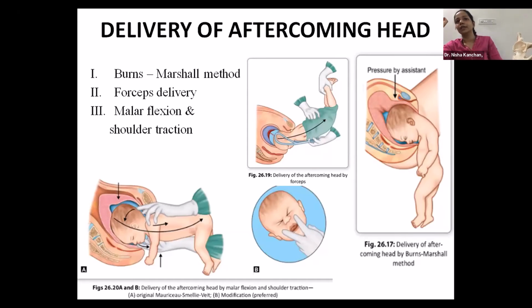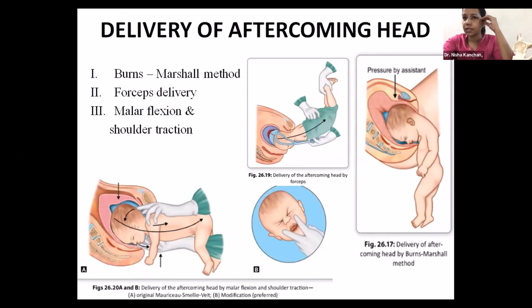Which is the best method for delivery of aftercoming head among these three? Is it forceps, malar flexion shoulder traction, or Burns-Marshall? Which is the best method to deliver the baby's head with least amount of injury? Excellent. Forceps is the best method. You're delivering the baby in a controlled manner. Now, the problem with breech delivery is the head gets delivered very fast, so the baby's head does not have time for molding or to adjust to the changes happening in the genital organs. When you put forceps, it acts like a protective cage for the baby's head, and you can control the slow delivery of the head.